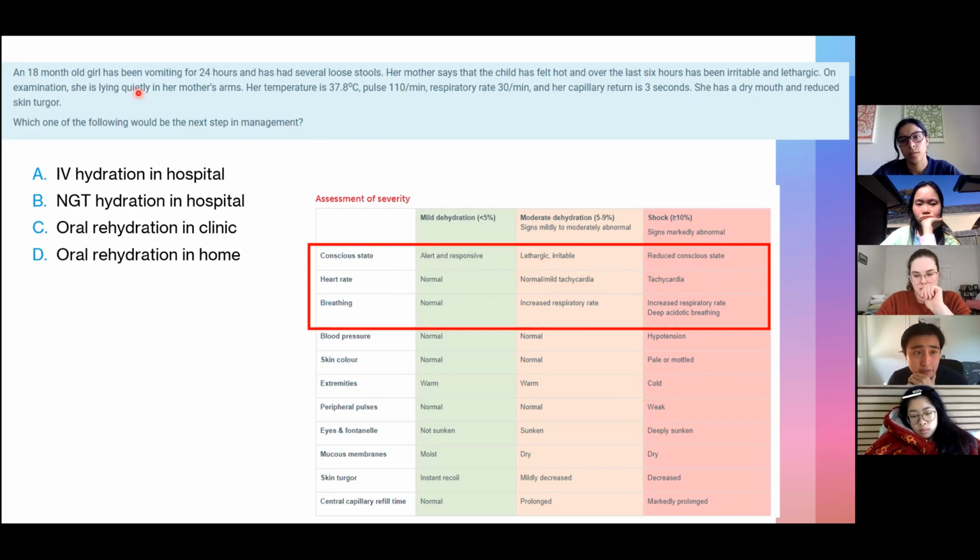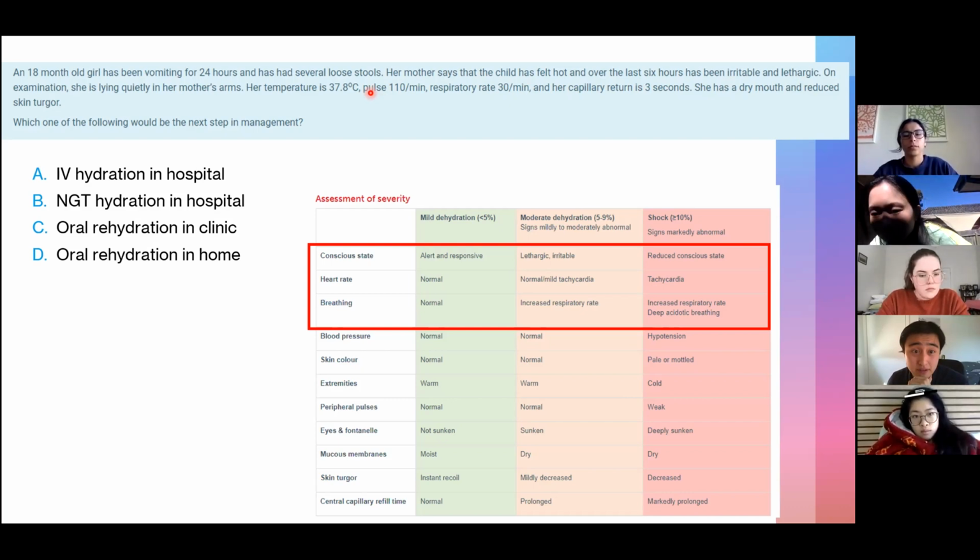So if you look at this stem, the key things that point out that this is moderate for me is that the child is irritable and lethargic. Additionally, her pulse is 110, normal is 100. So oral.